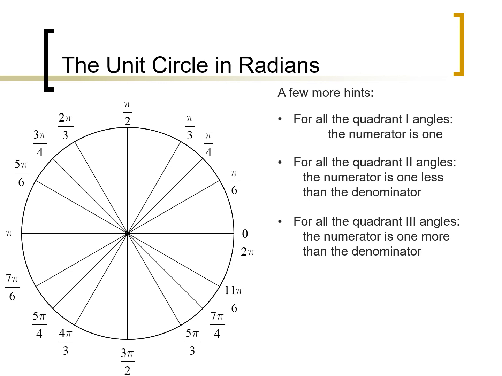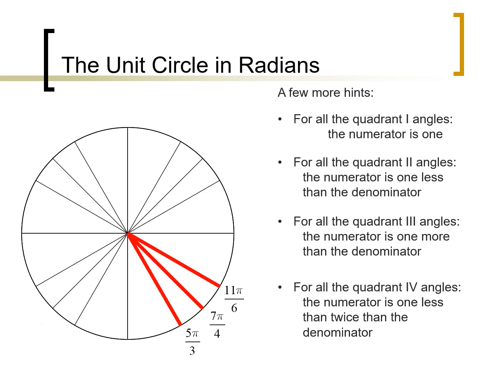Continuing along to quadrant 4, these are a little bit tricky. How do we get 5 from 3, 7 from 4, 11 from 6? Well, for all the quadrant 4 angles, the numerator is 1 less than twice the denominator. What I mean by that is twice the denominator, 2 times 3 is 6, 1 less than that, 5. 2 times 4 is 8, 1 less than that is 7. 2 times 6 is 12, 1 less than that is 11. 5 pi over 3, 7 pi over 4, and my favorite angle, 11 pi over 6. Favorite angle because it's the only one with a double-digit numerator.